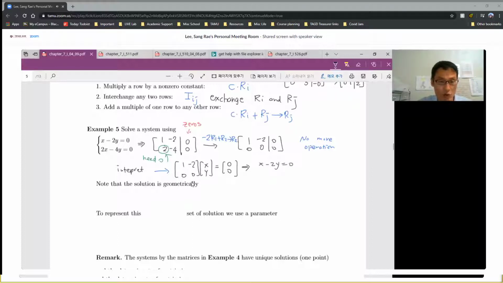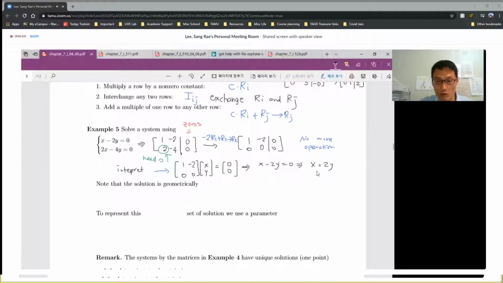Look at this second row. The second row says 0x plus 0y is 0, which says 0 equals 0. I agree, it's completely true, but it doesn't say anything. 0 equals 0 is true, but we don't need such a thing. So let's focus on this equation, x equals 2y. Good.